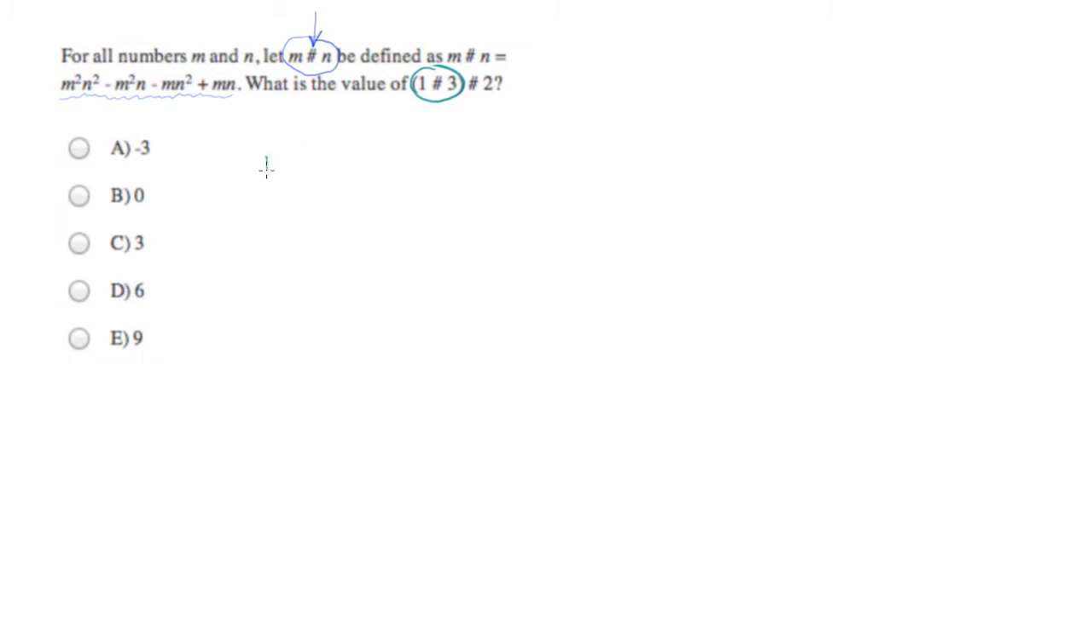So let's do this. 1 squared times 3 squared minus 1 squared times 3 minus 1 times 3 squared plus 1 times 3. And the answer to that is the value of 1 hash 3. So this is 9 minus 3 minus 9 plus 3.